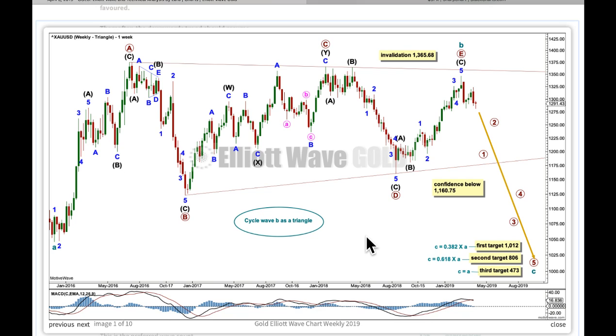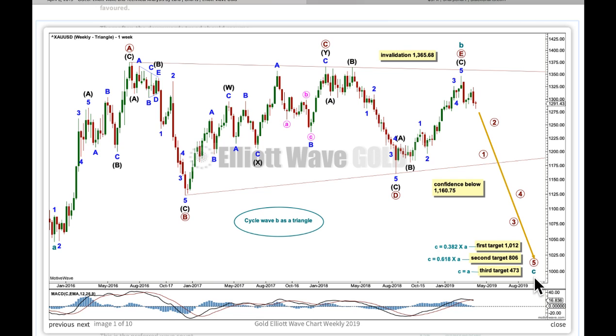Elliott wave analysis first, as usual, classic analysis last. This is my preferred Elliott wave count for gold. It sees a huge zigzag unfolding lower, subdividing 5, 3, 5. It sees wave B complete here as a regular contracting triangle, and wave C at cycle degree beginning here.